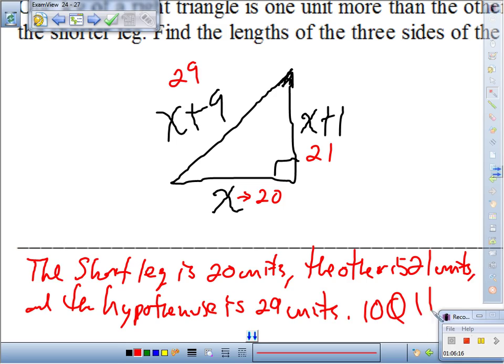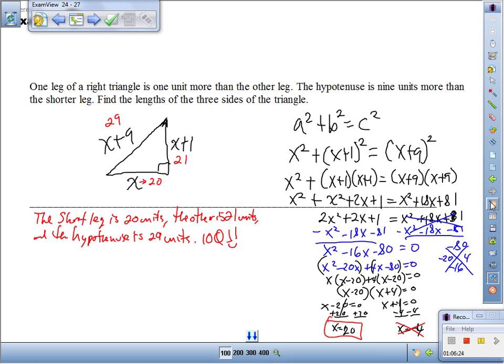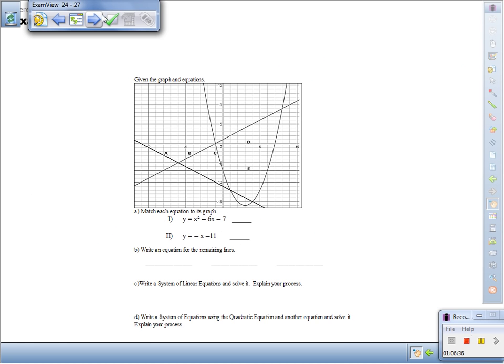Let me zoom out. Look at that, beautiful. Yeah, let's go to your favorite, number 25.